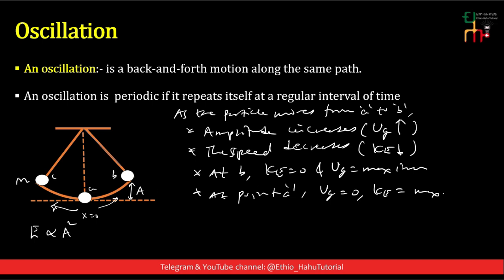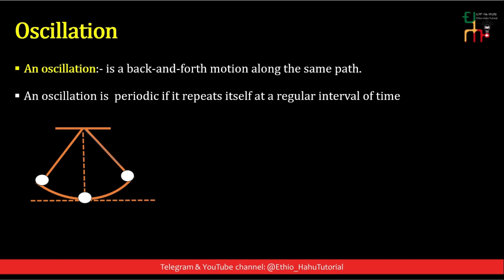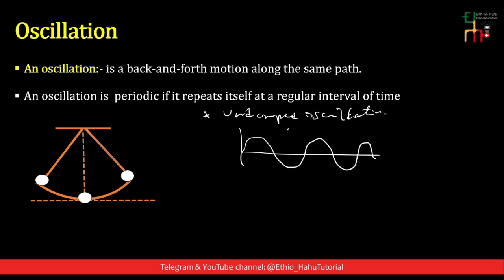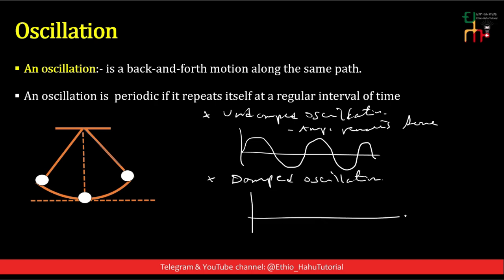An oscillation can be classified as damped oscillation, undamped oscillation, and forced oscillation. In case of undamped oscillation, the amplitude of oscillation remains the same. For the case of damped oscillation, the amplitude decays with time. Why? Because of the dissipative force, the energy of oscillation decays, so its amplitude gets smaller and smaller.